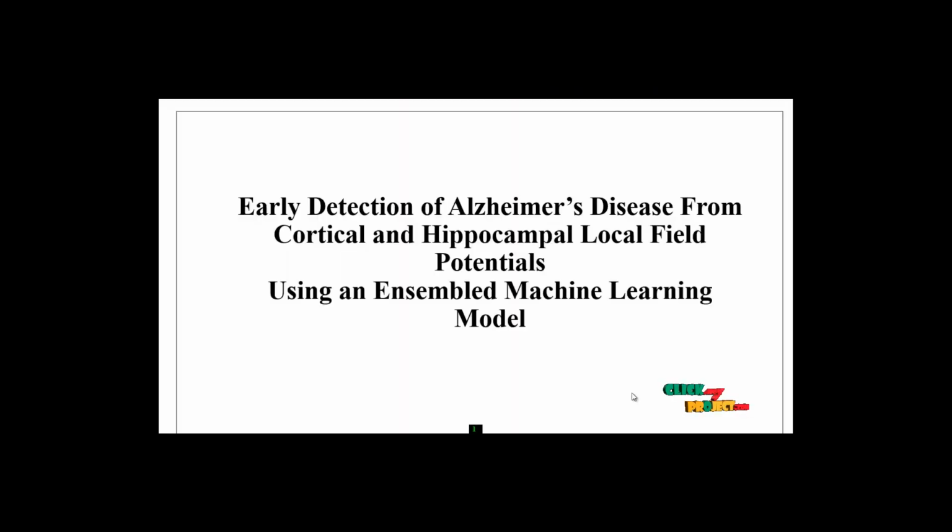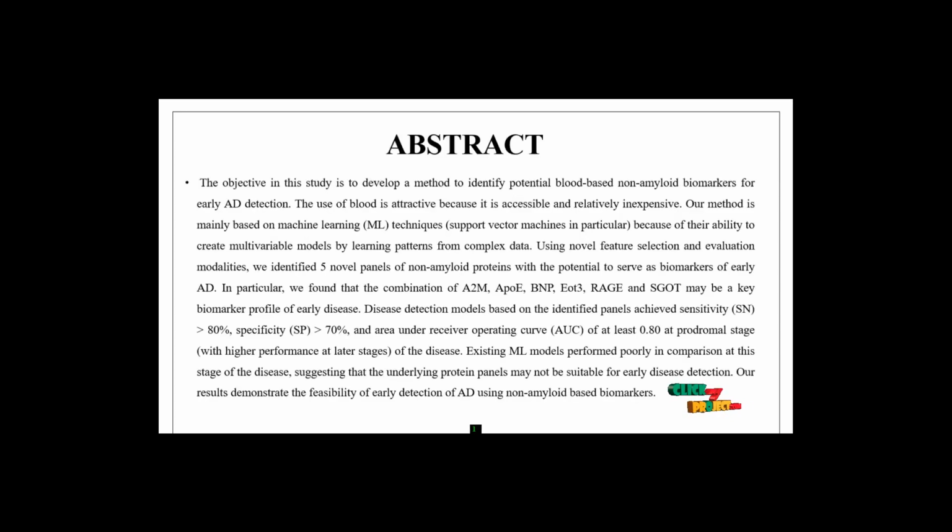Our project title is Early Detection of Alzheimer's Disease from Cortical and Hypothetical Local Field Potential using the Ensemble Machine Learning Model. The objective of this study is to develop a method to identify potential blood-based non-amyloid biomarkers for the early Alzheimer's disease detection process. Blood attributes are accessible, reliable, and inexpensive.